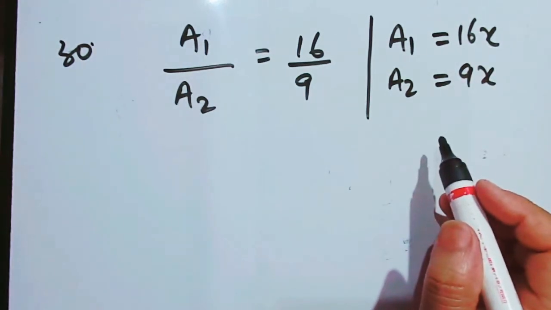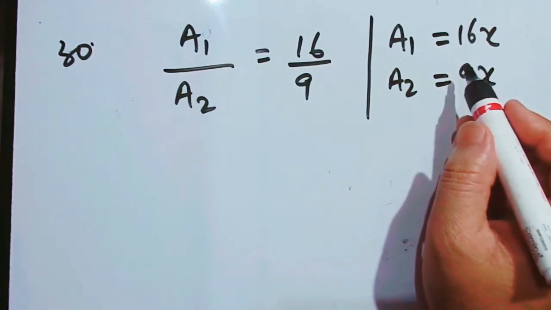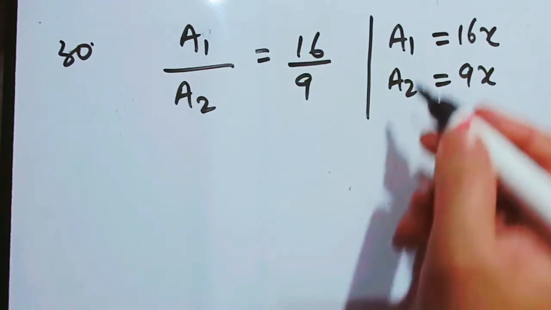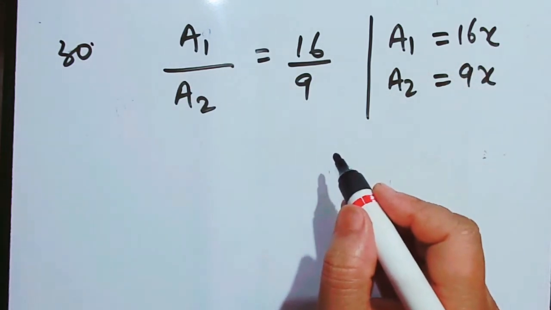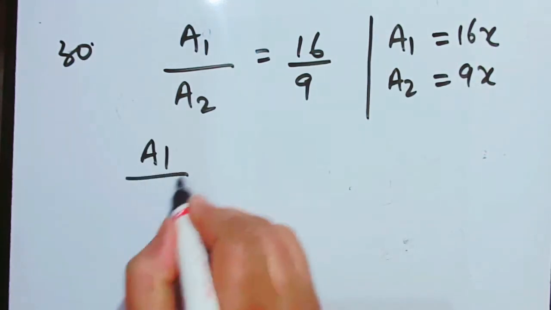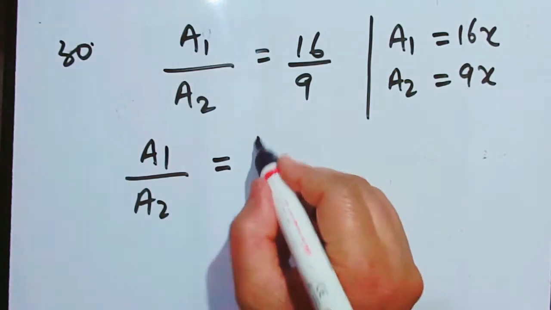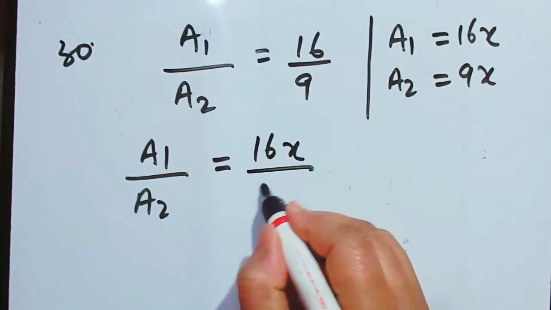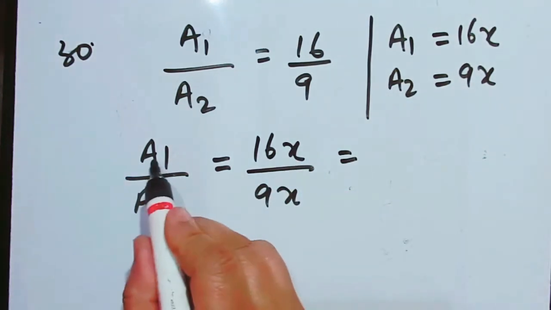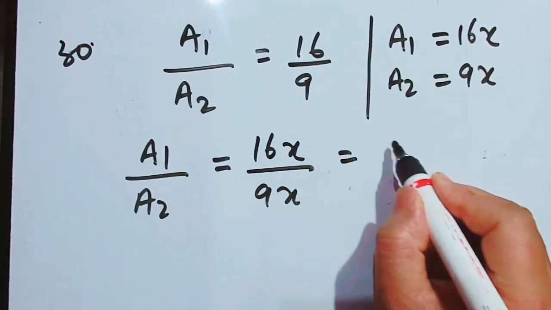Now, when the ratio of areas is given, find the ratio between their radii. So let us first see what we get if we put in the values. A1 by A2 will be equal to 16x by 9x. This was the value. Now the area of the first circle will be equal to how much? Pi r square.